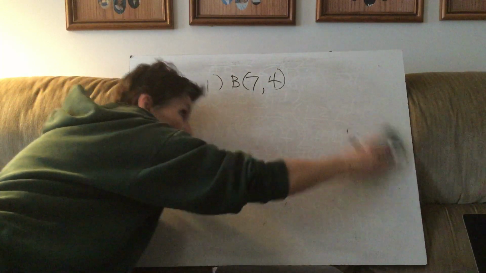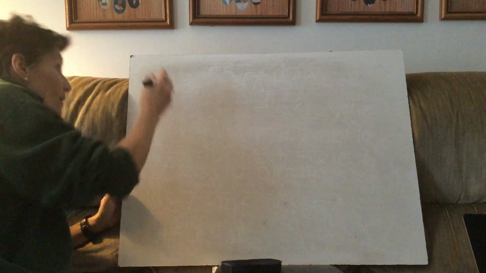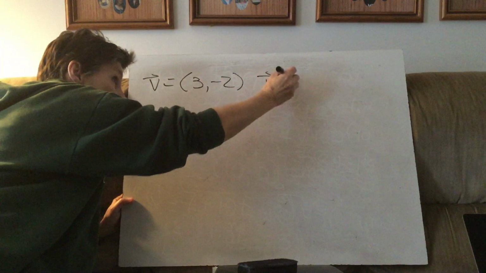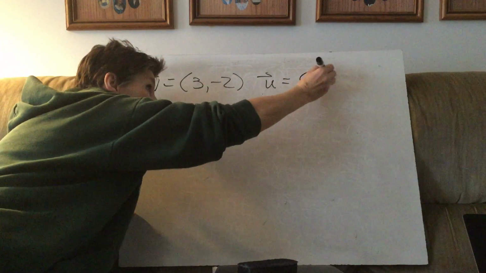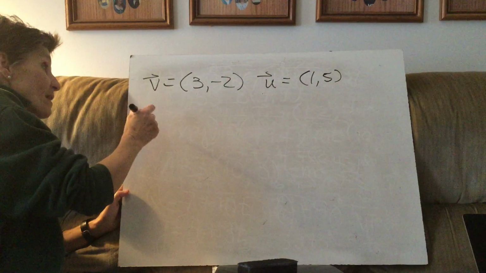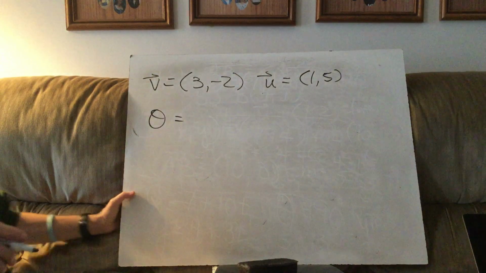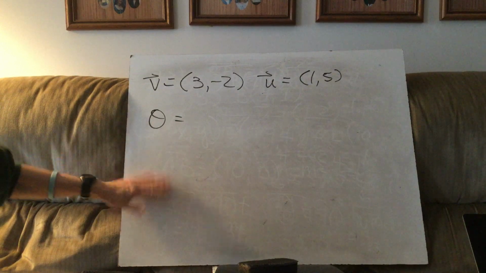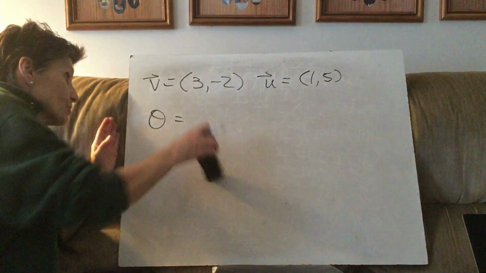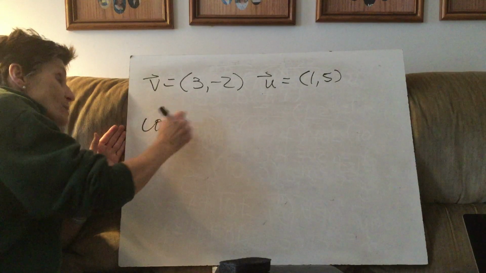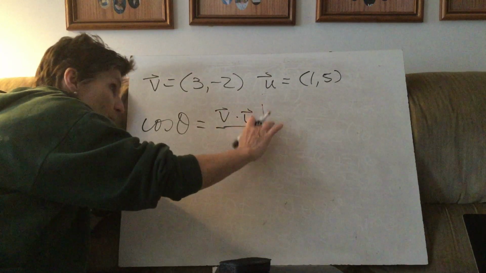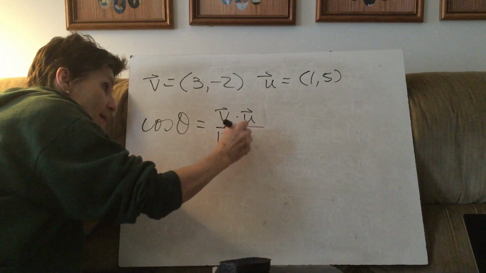All right, 2 more questions. We've got vector v, which is, oops, I keep messing that up. Vector v is 3, -2, and vector u is 1, 5. And the first thing we're going to do is find the angle between them. We're going to find the angle between these 2 vectors. So we've done this a couple of times already. To find the angle between 2 vectors, we have a formula that says the cosine is the dot product over magnitude times magnitude.